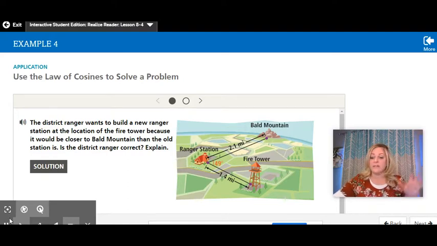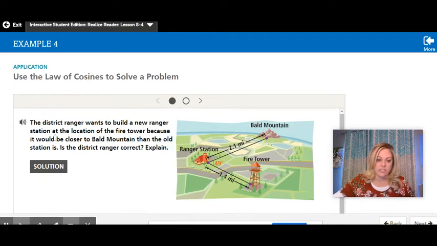Both of these application problems are fabulous. And in fact, they're exactly what we've just been doing. It says the district ranger wants to build a new ranger station at a location of the fire tower right here, because it would be closer to Bald Mountain. So instead of going this way, 2.1 miles, the district ranger thinks this is shorter from the fire tower to the Bald Mountain. So basically, we are looking for this distance from the fire tower to Bald Mountain.